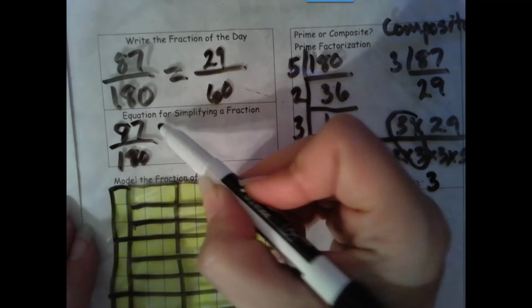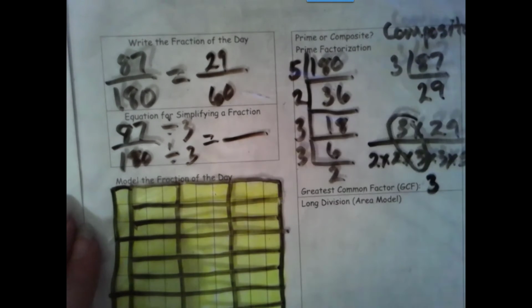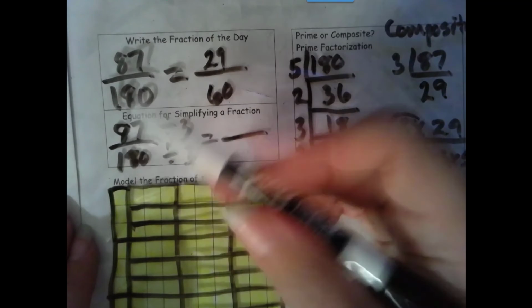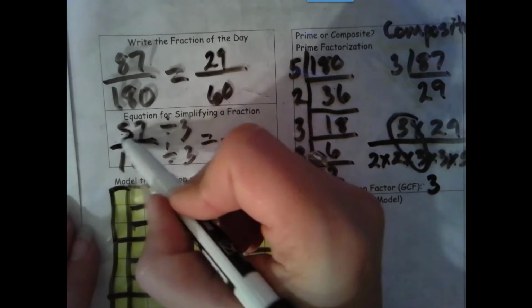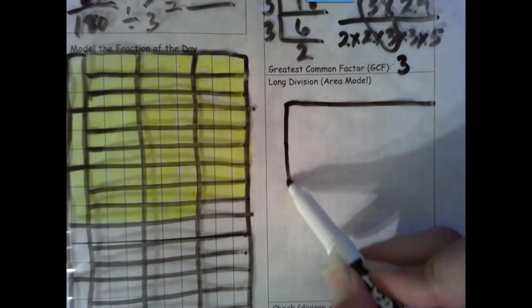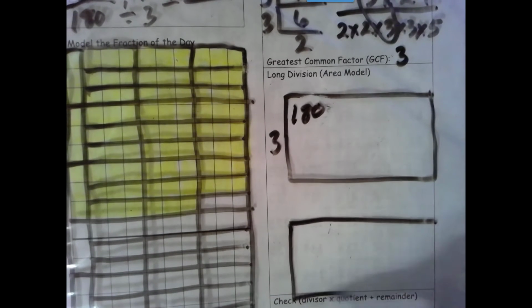I'm going to go ahead and divide with my algorithm. I have to use my greatest common factor. These always are the same number, and they always have to work for both. You can't just pick one that works for one. It has to work for both. It has to be a common factor. We have 87 divided into groups of 3. I'm sorry, 180 divided into groups of 3, and 87 divided into groups of 3.